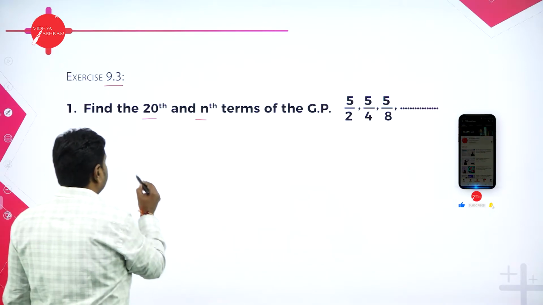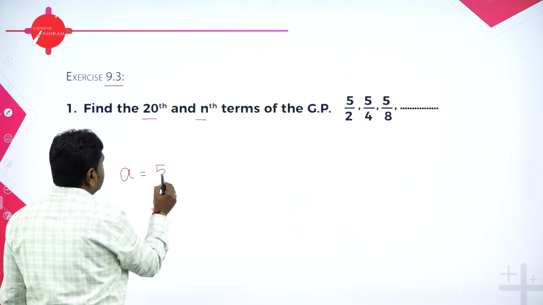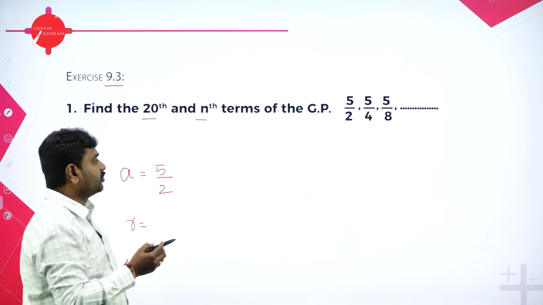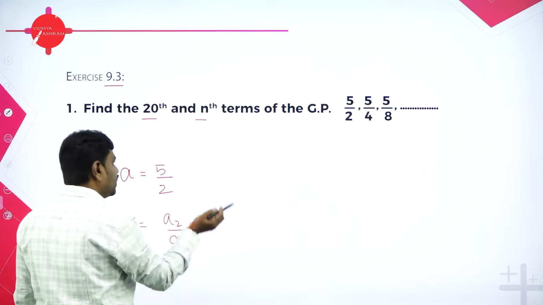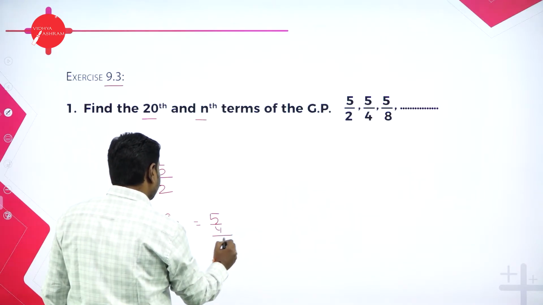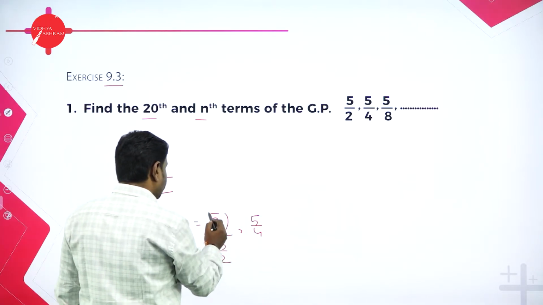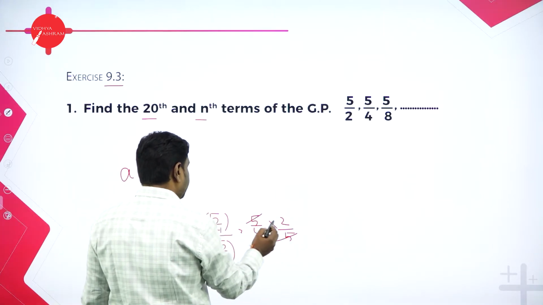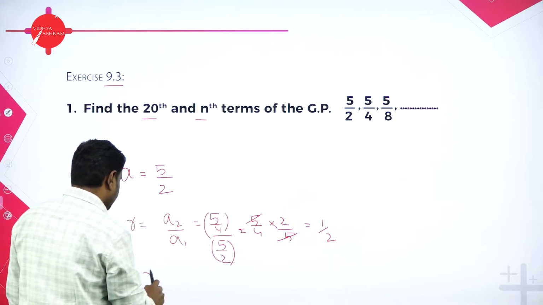See, here first we should write the first term. First term is called A. A is what? 5 by 2. Then you should find the common ratio. Common ratio means ratio of consecutive terms. I can do the second term by the first one, A2 by A1, or you can do A3 by A2, anything. So that will become 5 by 4 by 5 by 2. That can be written as 5 by 4 into 2 by 5. So I can cancel 5, 5. Further 2 ones are 2, 2 twos are 4. Common ratio is 1 by 2.